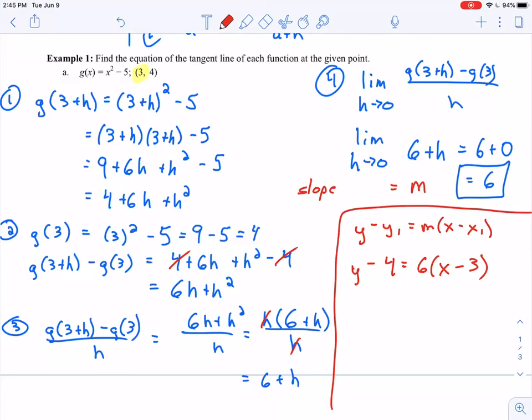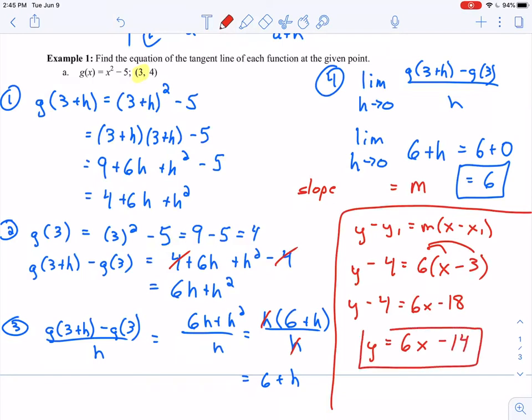If you want to, I believe my math lab will be fine with you leaving your answer like that, but I don't remember, they may want you to write it in slope-intercept form, in which case we just need to solve this equation for y. So I'll do that real quick. I'll distribute my 6 over here. y minus 4 equals 6x minus 18. And then add 4 to each side. y equals 6x minus 14. This is the equation of my tangent line.